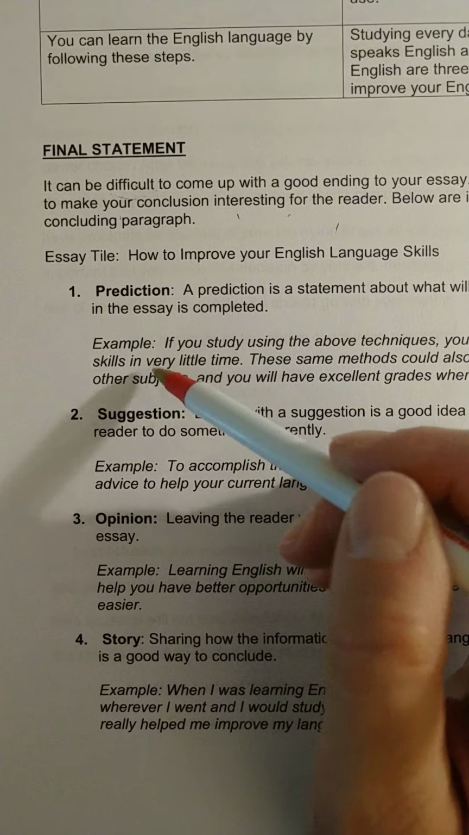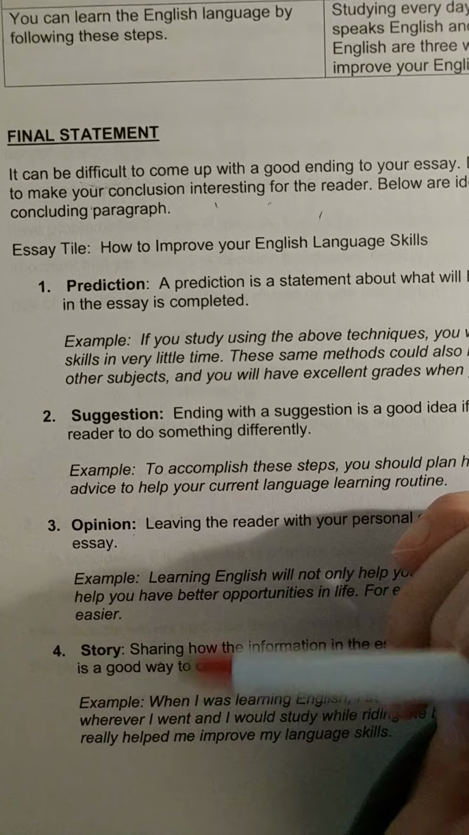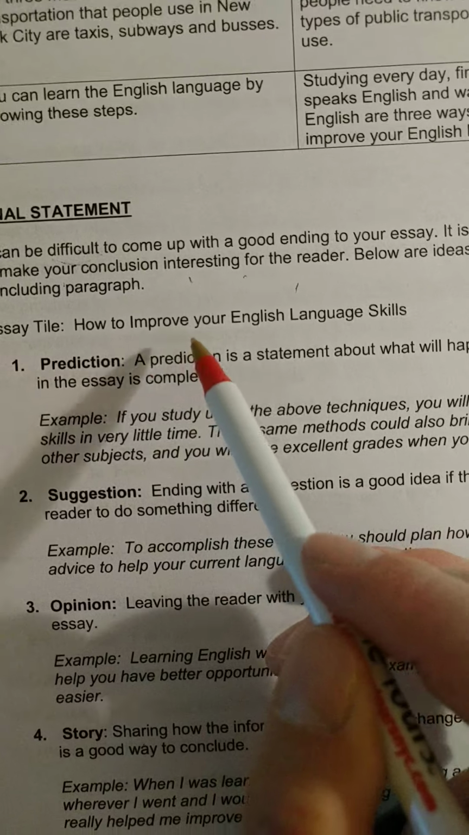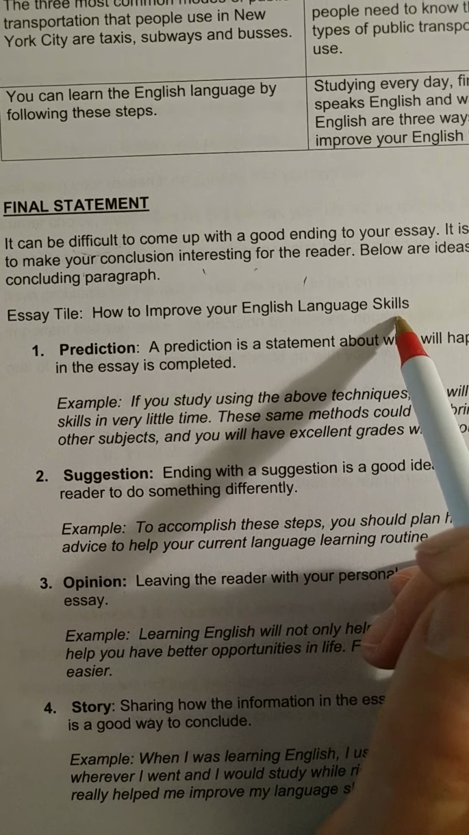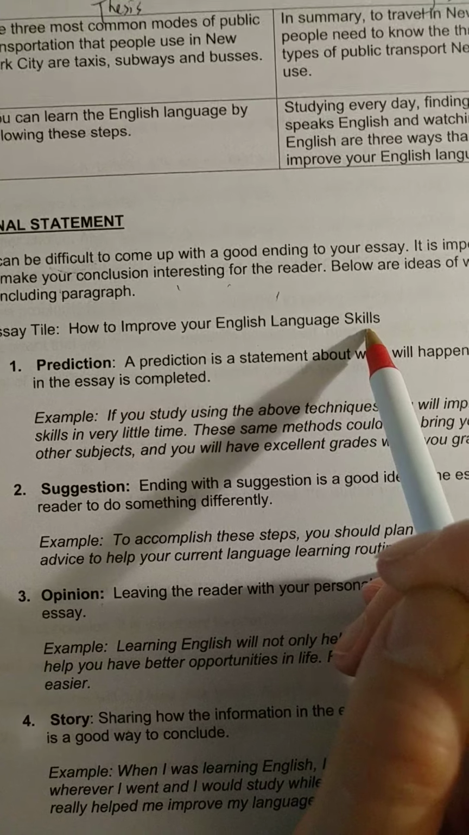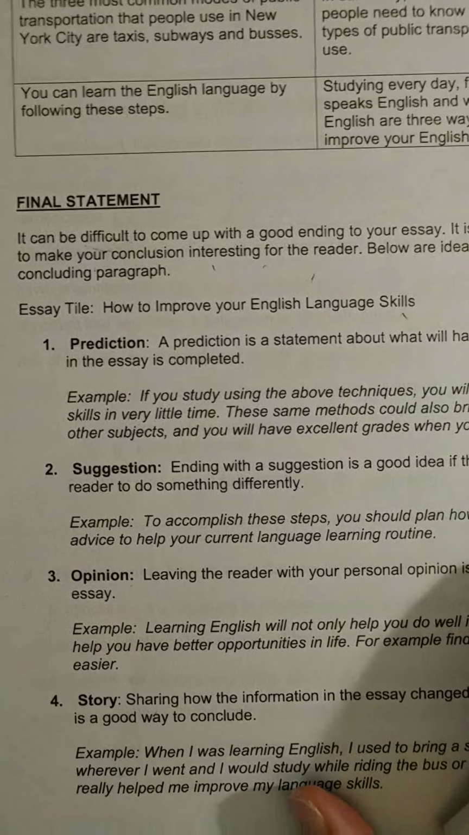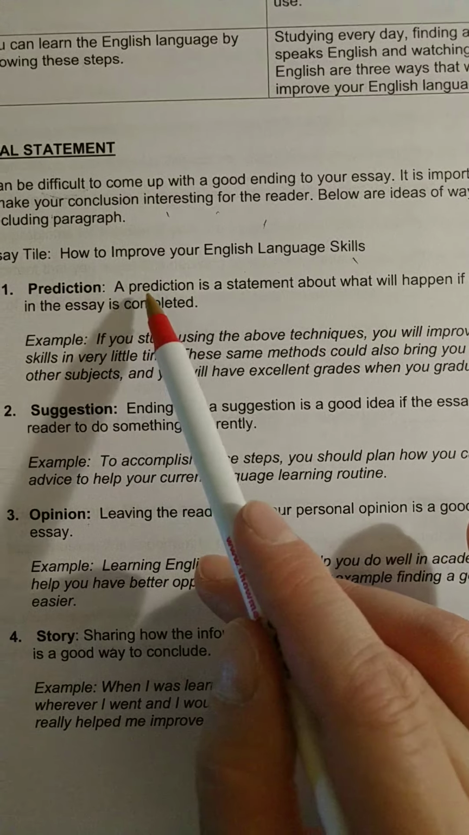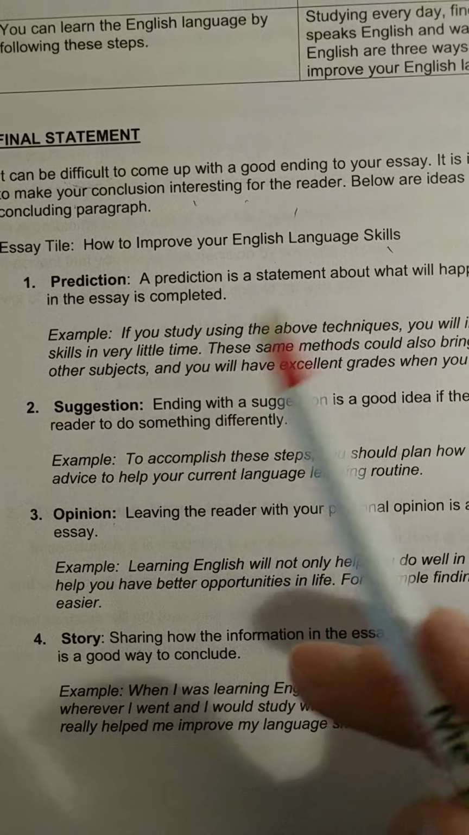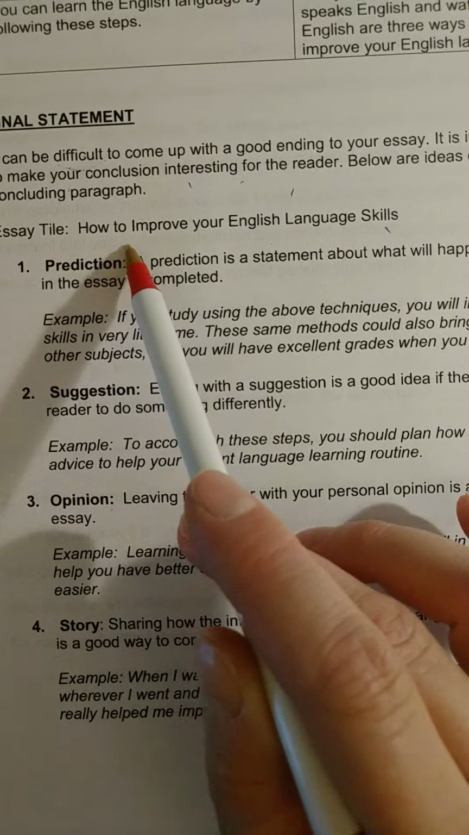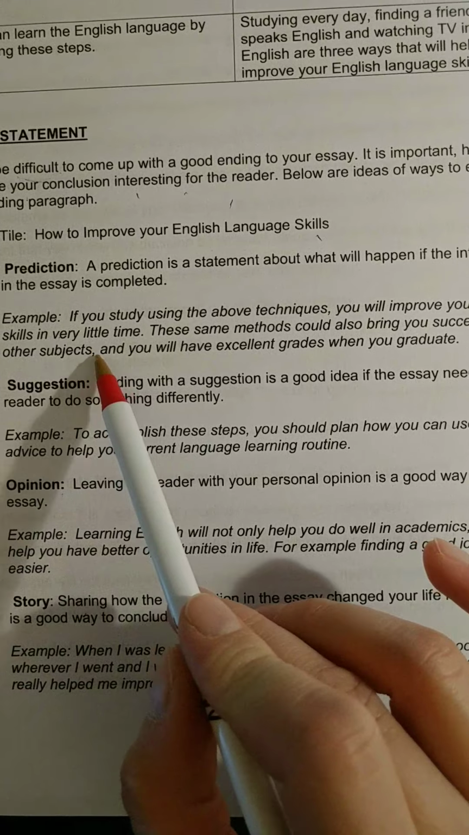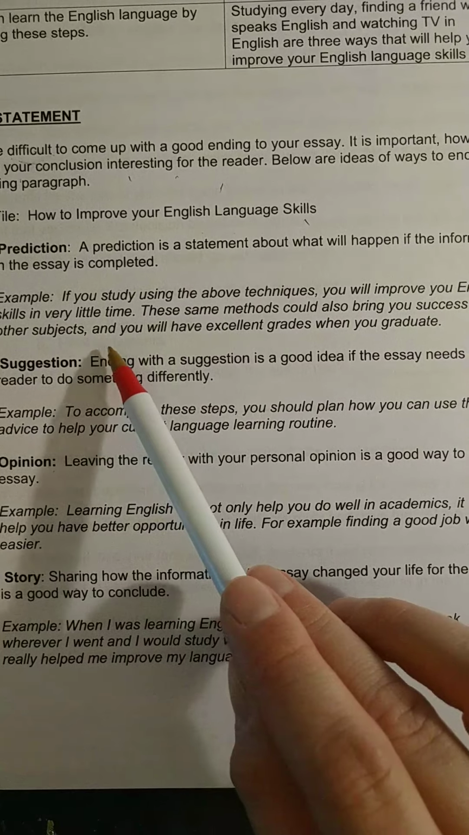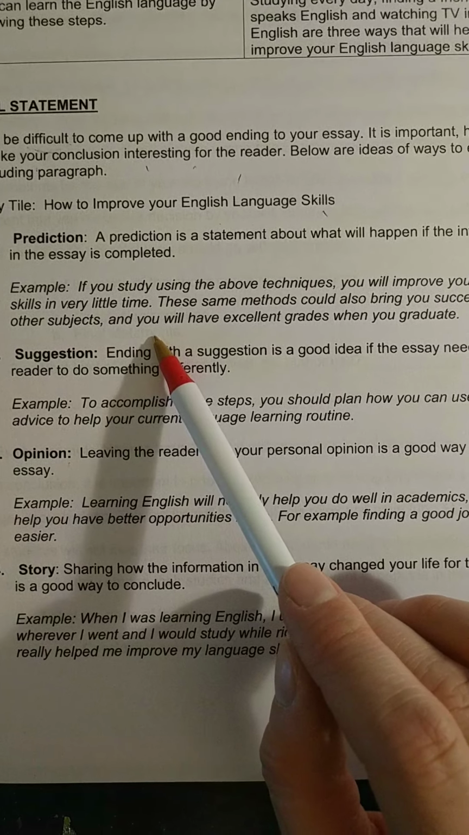And then here I have 4 different ideas for a final statement. So the essay title here is How to Improve Your English Language Skills. Okay, this is a process essay, if you didn't notice. So the first thing I could do for my final statement is a prediction. We can predict what will happen if the person follows the steps. For example, "If you study using the above techniques, you will improve your English skills in very little time." So I'm predicting this person will improve.